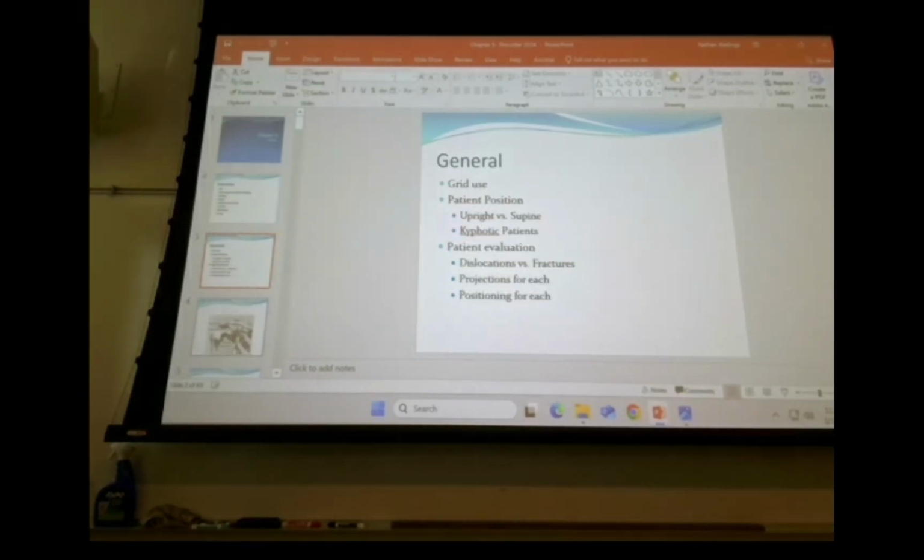So same things that we talked about before. Positional pain, should the patient upright if they come to you upright. Kyphotic patients kind of provide you a little bit of an imaging challenge, especially in the scapula, trying to get the central ray perpendicular to the scapula. So we'll take a look at that.